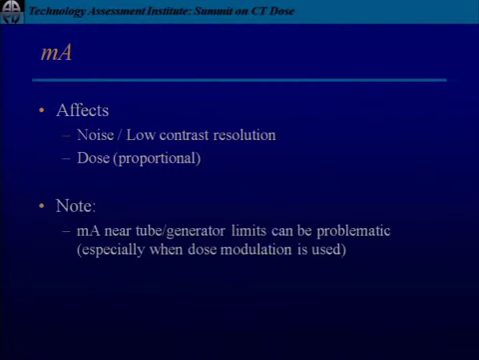Something to watch out for is if your mA is, again, near or at the tube or generator limits, you can run into problems, especially when you're using dose modulation. If you have things set such that the mA you used is perfect for a standard size patient, but it's at or near the generator limit, and then you get a slightly larger size patient on the table, the scanner is going to ask for more than it can deliver, and you're going to get a warning thrown up on your console, and you're not going to be able to proceed.